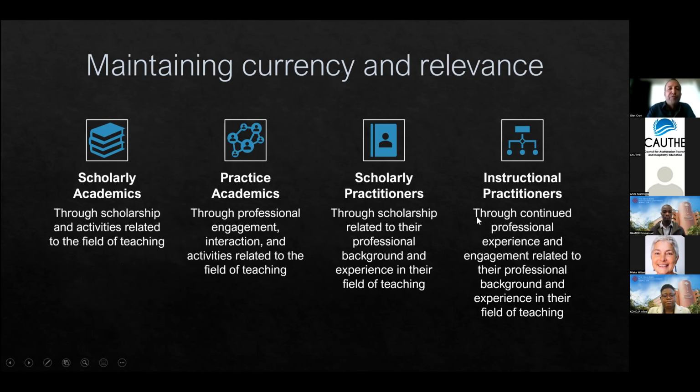So just to provide a bit of highlight on this classification: scholarly academics are ones with terminal degrees, so a PhD, generally within our discipline or field. They would maintain their currency and relevance through scholarship, and within AACSB, scholarship means research and activities related to the field of their teaching. So this is research they're undertaking relevant to what they're teaching.